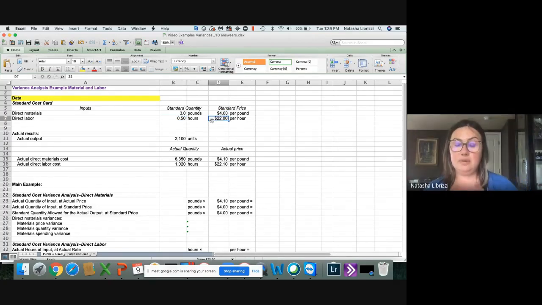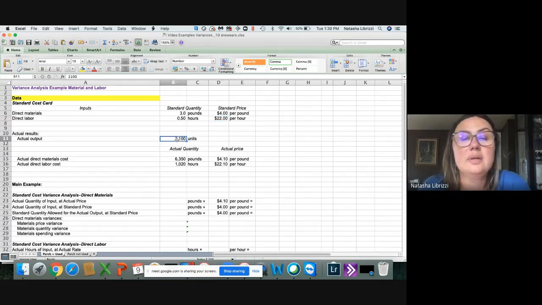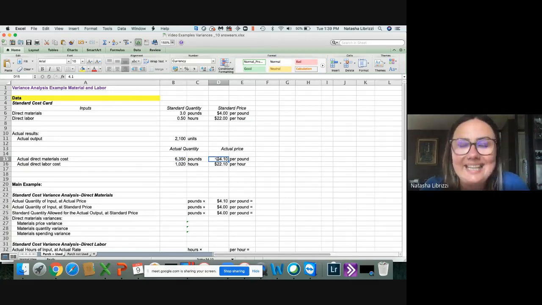So we're improving with this example, employee rates here. We went from an example of $10 per hour to $22 per hour. Our actual output is 2,100 units. Our actual direct material cost, we bought 6,350 pounds, and we paid $4.10. So before I'm even doing anything here, I can see that I paid more than I should have paid.